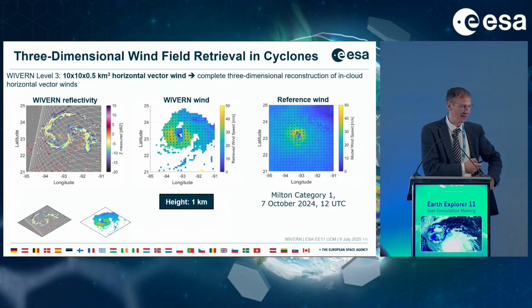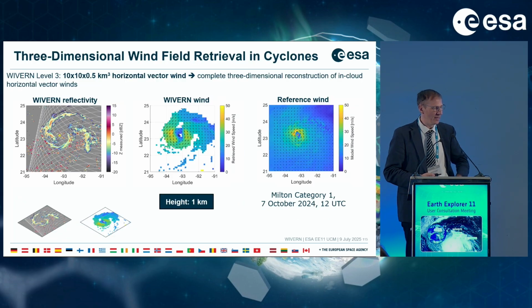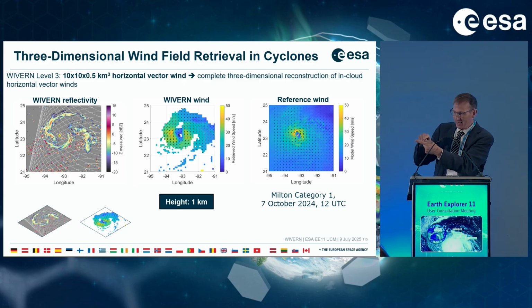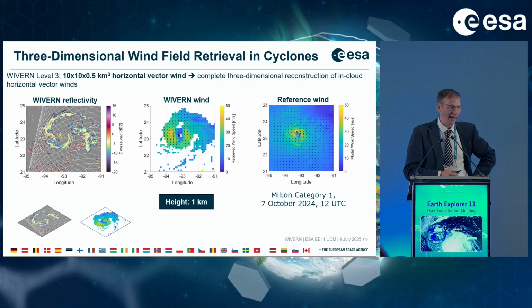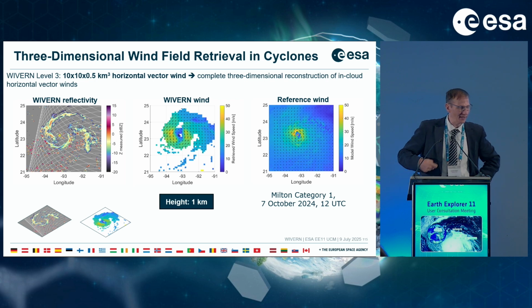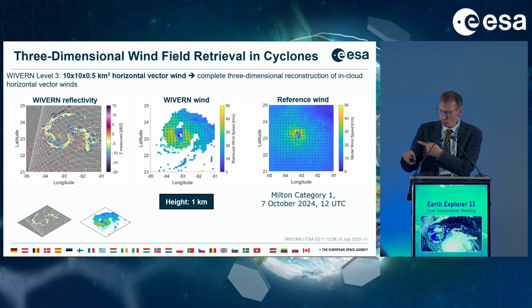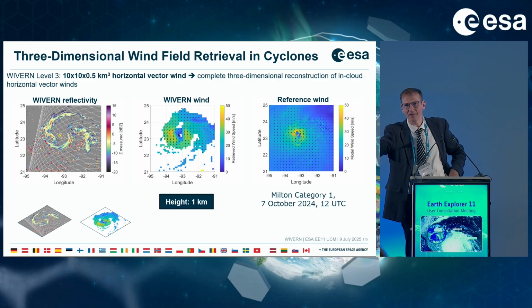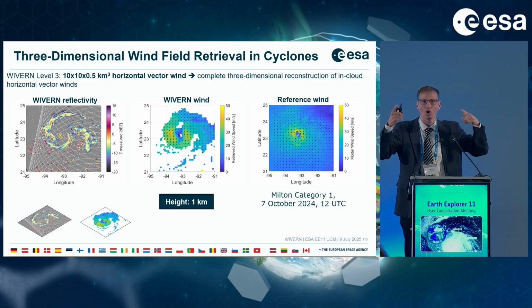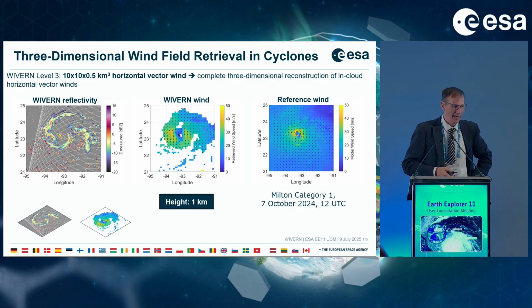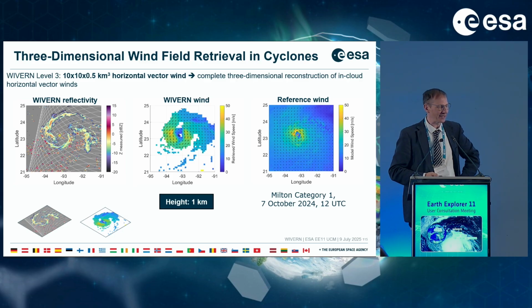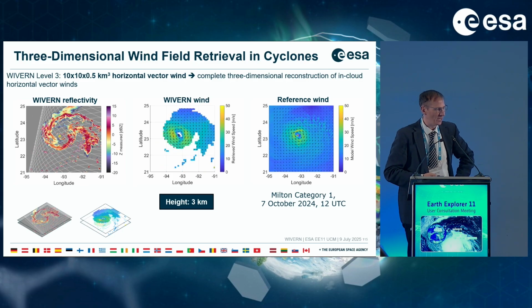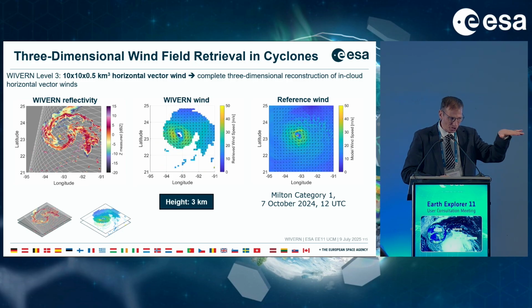WIVERN. So in fact, we have seen this measuring things from different looks, forward and backward scans. So what we can do is put together this very difficult to interpret line of sight velocity and build the vector, the horizontal vector wind. Let's take a look at the result for the category 1 overpass.